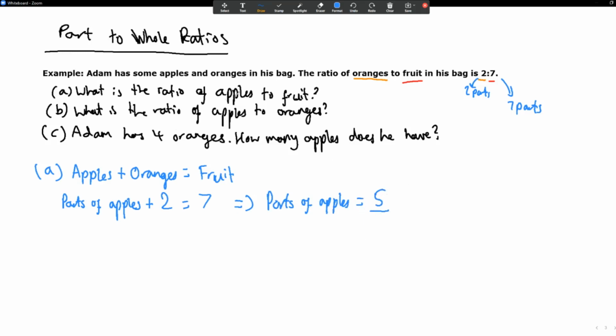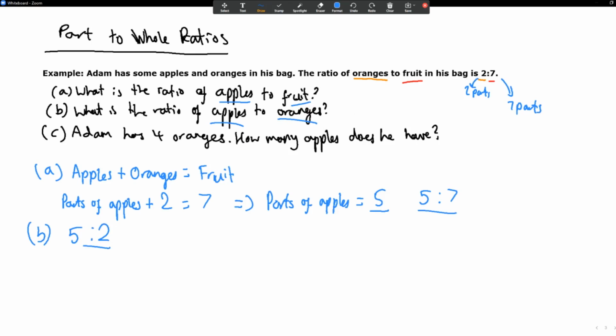So if we wanted to write it in the ratio of apples to fruit, we get the parts of the apples, so that would be 5, to the parts of the fruit, which we know is 7. 5 to 7. And then for B, we want the ratio of apples to oranges. So we know the parts of the apples is 5, and then we want the parts of the oranges. So that's 2. So we have 5 to 2.